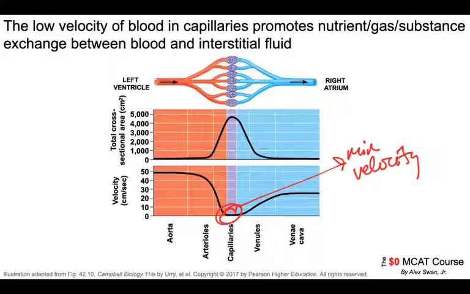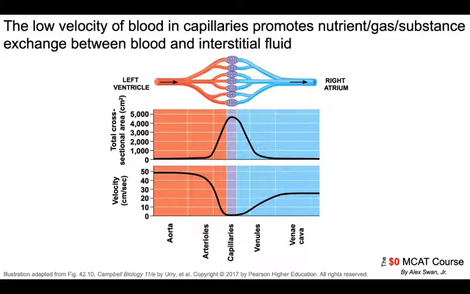In order for efficient exchange to occur, we need to ensure that blood moves through these capillary beds at an extremely slow velocity, and that's exactly what we see here. Part of that is because of this huge increase in the total cross-sectional area of all the blood vessels, so the fluid is forced to slow down by the rules of physics, and we're going to get to that in a minute.